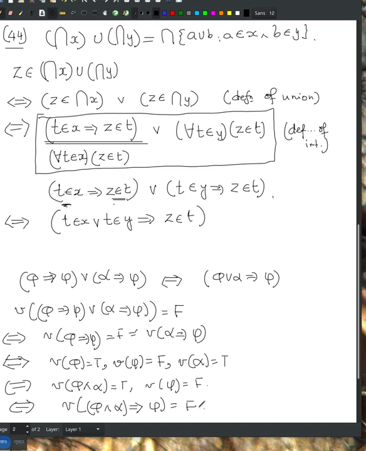Remember, you will say, why not phi or alpha? Well, if phi and alpha have the value true, then this is true, okay? But why did I not take phi or alpha? Because this phi or alpha will be true provided any one of them is true. So, that is the equivalent condition.